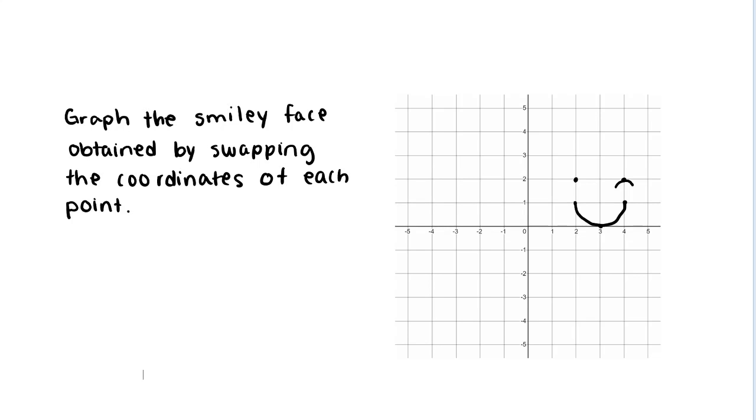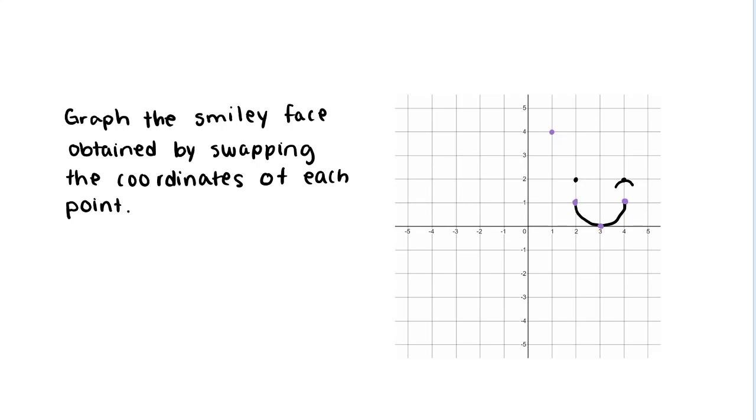Let me encourage you to pause the video and take this smiley face graph, take all of the points and swap their coordinates and see what resulting picture you get out. So let's go ahead and do this together. Let's start with the mouth. Let's take these 3 points and swap their coordinates. This last point on the right is the point 4, 1. An input coordinate, an x coordinate of 4, an output coordinate of 1. And if we swap those like an inverse function would do, to the point 1, 4, this point would end up out here at 1, 4.